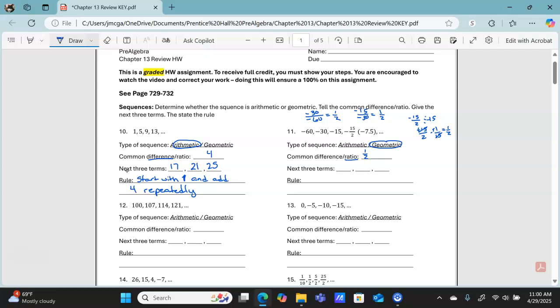So these two are the same thing. It's not two different terms. So as a fraction, it makes it pretty easy to do it. So negative 15 over 2 times 1/2 is going to become negative 15 over 4. Then we're going to have negative 15 over 8 and negative 15 over 16. Multiplying by 1/2 each time. The rule is start at negative 60 and multiply by 1/2 repeatedly.